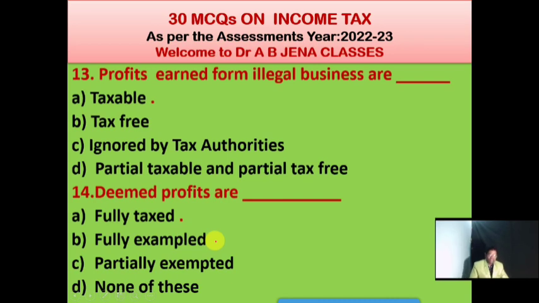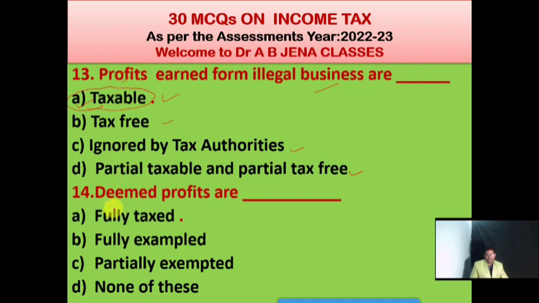So next MCQ, dear friends, profits from illegal business are, just guess what will be the right option. A, it's taxable; B, tax free; C, ignored by tax authorities; D, partially taxable and partially tax free. So the right option, the profit from the illegal business is taxable. So option A is the right answer for this MCQ.